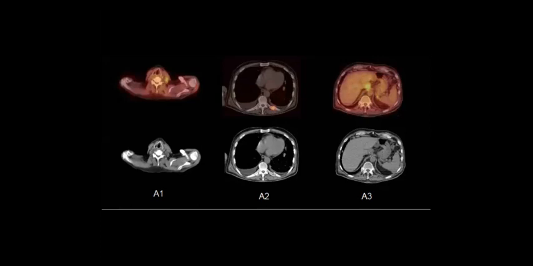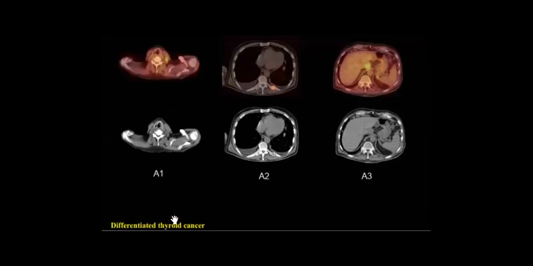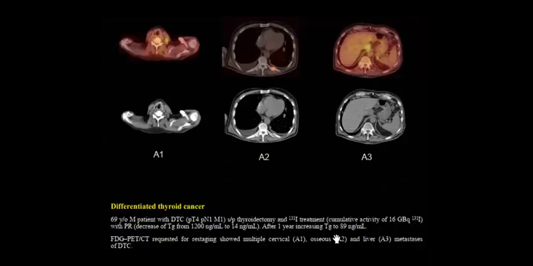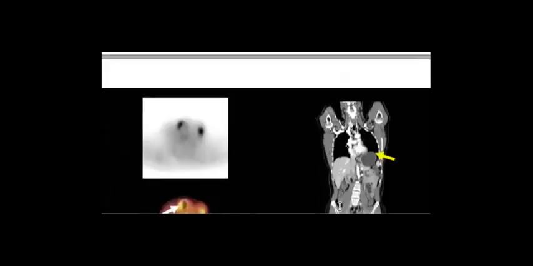So this is again one of the de-differentiated thyroid cancers that sends metastasis. The patient already had a thyroidectomy, but what we find here is metastasis. So this patient has multiple cervical, osseous, and liver metastases of de-differentiated thyroid cancer. So the main use of FDG PET-CT will be for the de-differentiated type of thyroid cancer. Okay, is it clear?